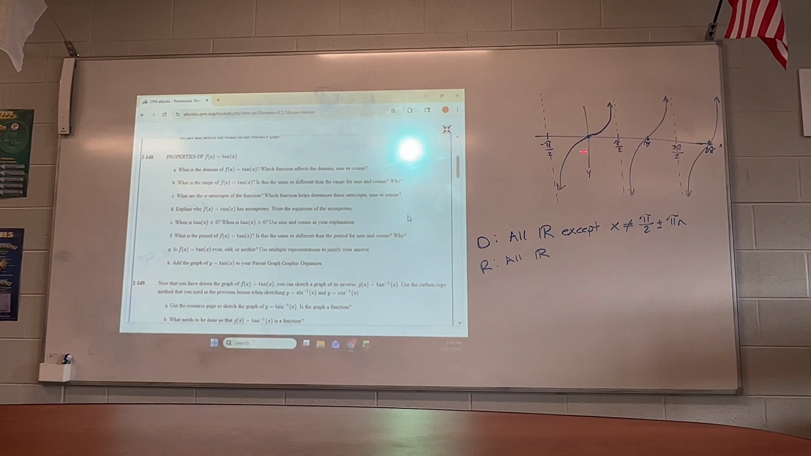X-intercepts of the function. Well, that happens every pi. 0, pi, 2 pi, 3 pi, 4 pi, 5 pi. It keeps going on. Okay? We've already talked about where are the asymptotes. Okay? We've talked about the period.